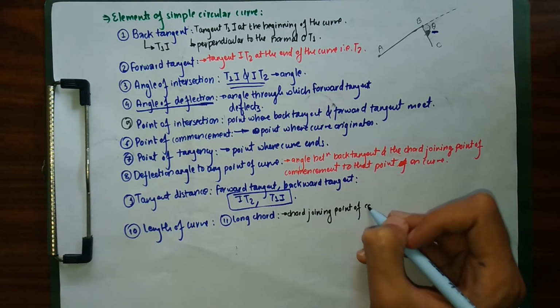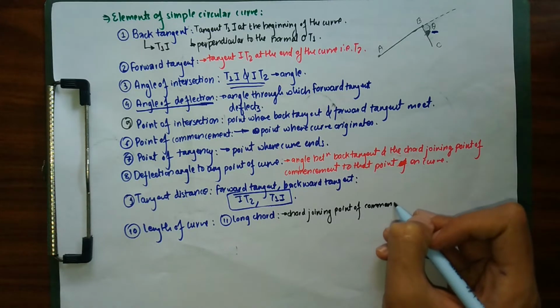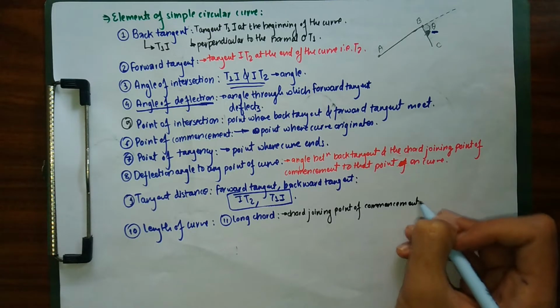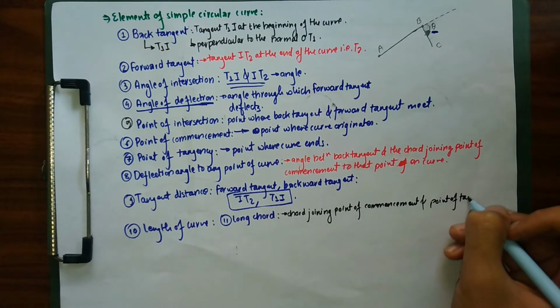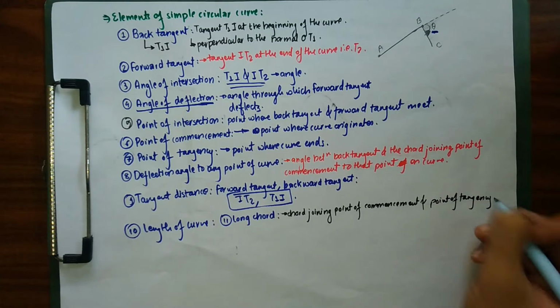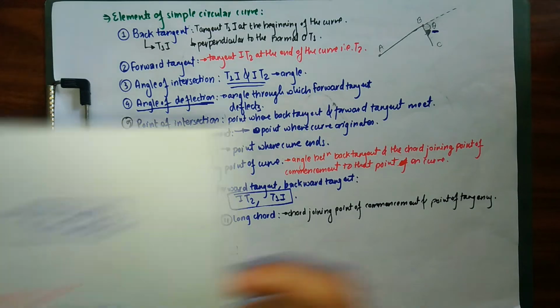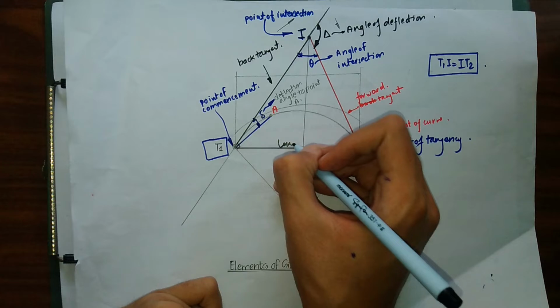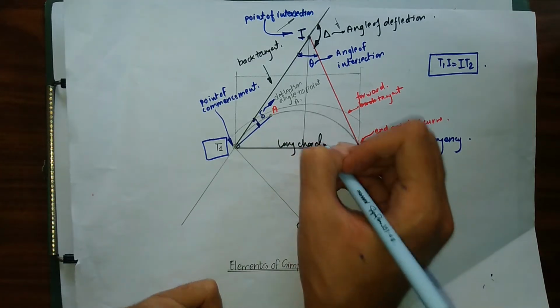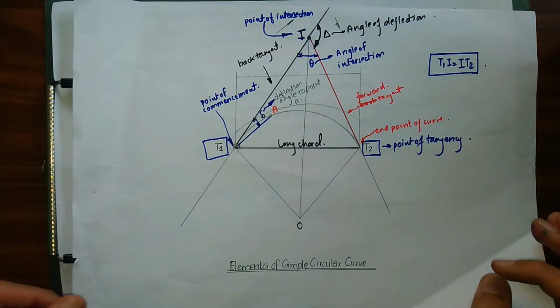point of commencement and point of tangency. So as you can see here, this line from T1 to T2, this one is known as our long chord. This is simply our long chord.